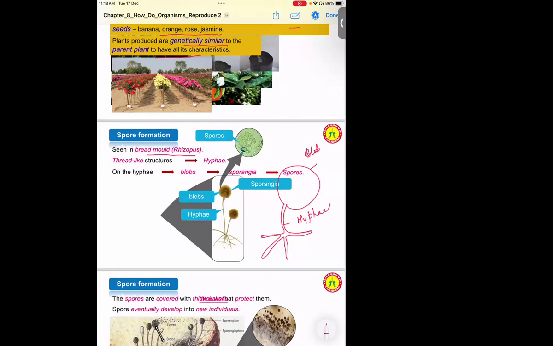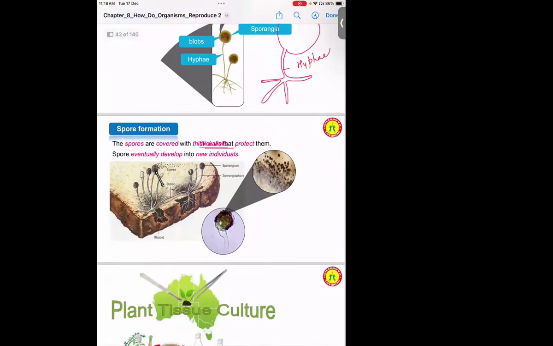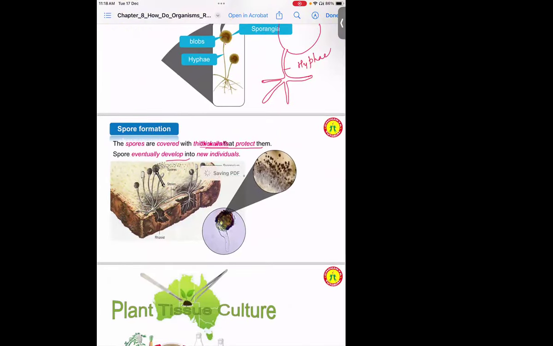And these sporangia have the spores. So when the head part, the blob, bursts out, all these spores will come out and start growing individually. So that is how it happens with this method. Spores are covered with a thick wall that protects them, and spores eventually develop into a new individual.